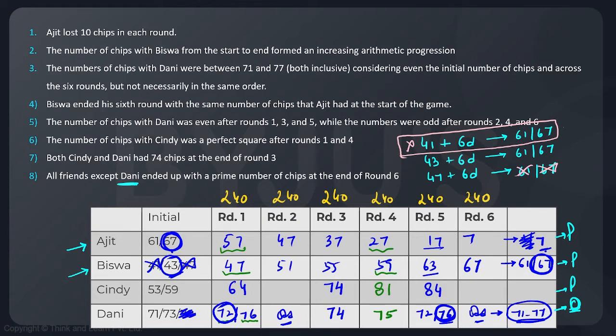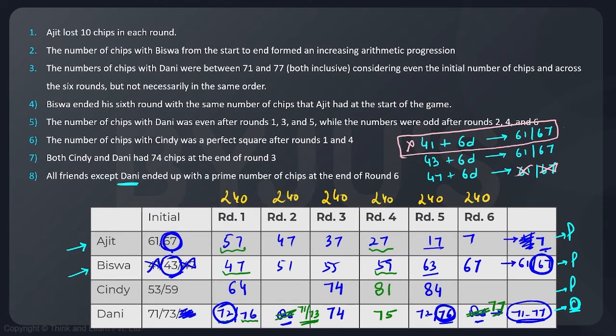Now the only two odd numbers left with us are, 75 has already been used here. What are the odd numbers that I can use here? I cannot write 71, I cannot write 73, I cannot write 75. I have to write an odd number which is not a prime number. So therefore, this number has to be 77 and this number has to be 71 or 73. One of them has to be there. This has to be 71 or 73. Here I have a 77.